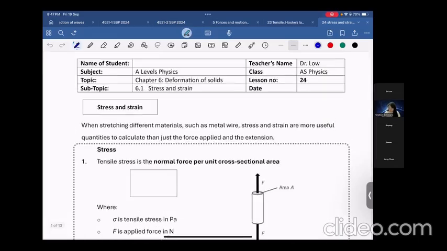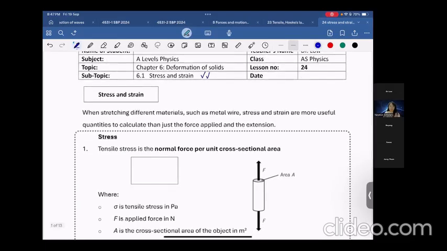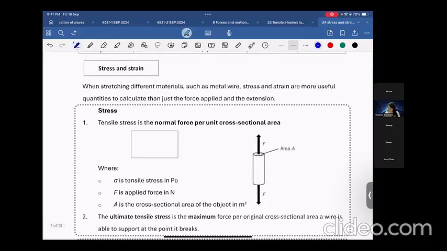Okay, stress and strain is the main thing that we want to learn in this chapter 6.1. So what is stress? What is strain? When stretching different materials such as metal wire, stress and strain will be more useful to represent it, not only force and extension. In O level, in SPM, we learn about force and extension only. But is there any more useful information to talk about the material? My answer is yes. That's why we learn about stress and strain.